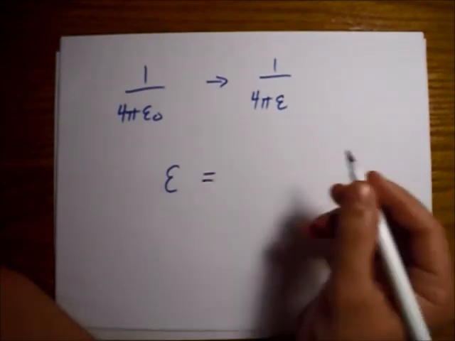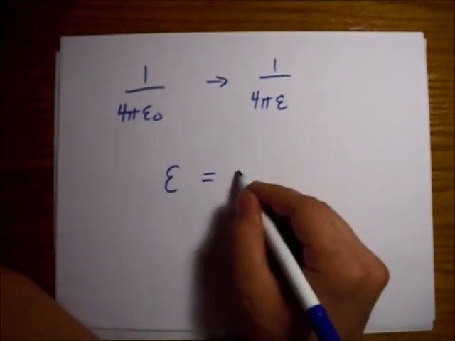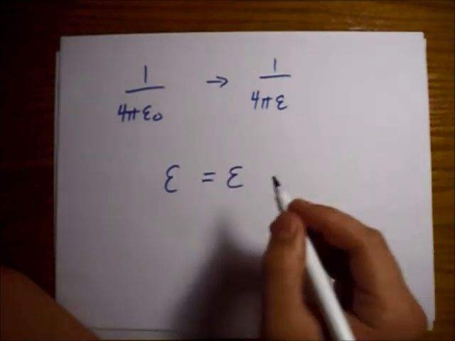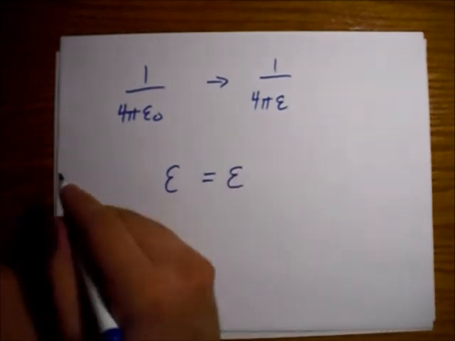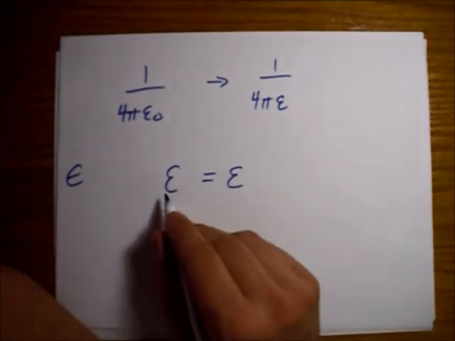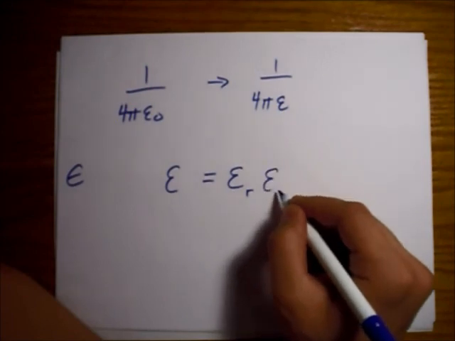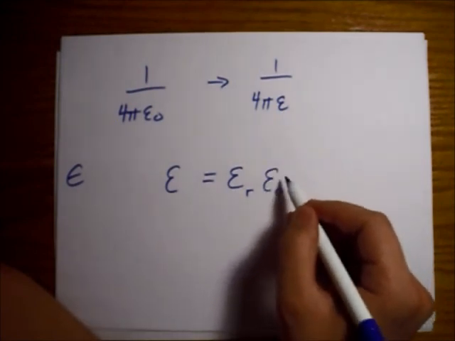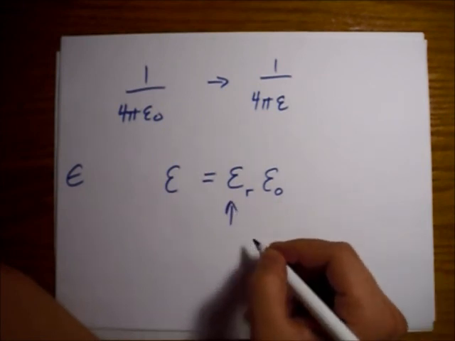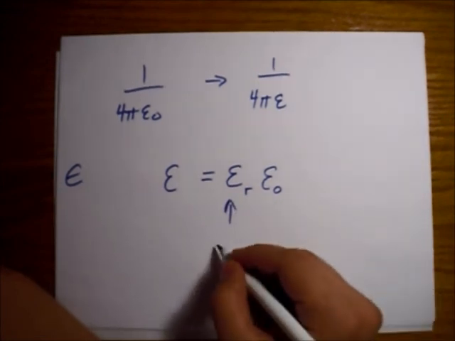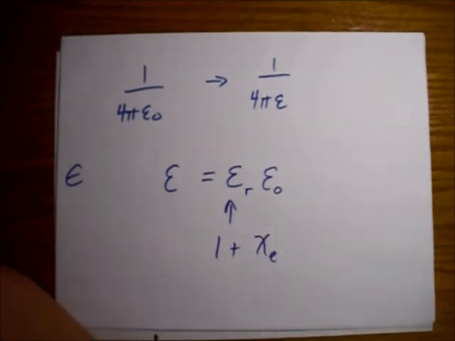permittivity of a material for a linear dielectric is equal to, he uses epsilon, the other kind of epsilon that looks like this, but anyway, is equal to this epsilon sub r times the epsilon naught, meaning the permittivity of free space. And this epsilon sub r is actually the dielectric constant, which for a linear dielectric is 1 plus the susceptibility, or the electric susceptibility of the material.